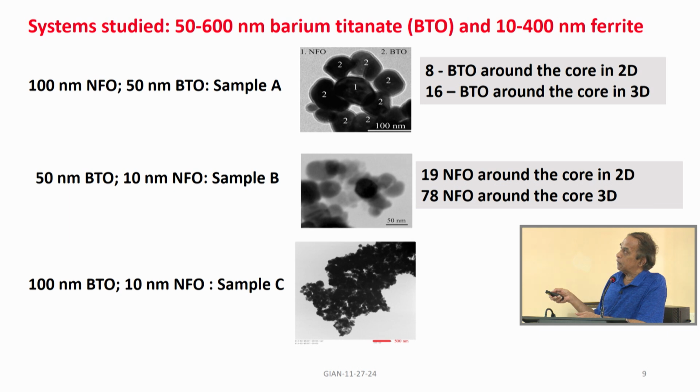And you see some of the TEM images showing the core-shell particles. The top one is a 100 nanometer core of nickel ferrite and 50 nanometer shell of barium titanate, and you can do a simple calculation, which we did, and in this case in 2 dimensions you must have 8 barium titanate around the core of 100 nanometer nickel ferrite, and that is what you see, at least close to it.